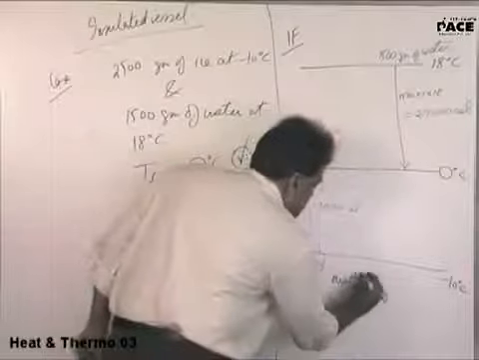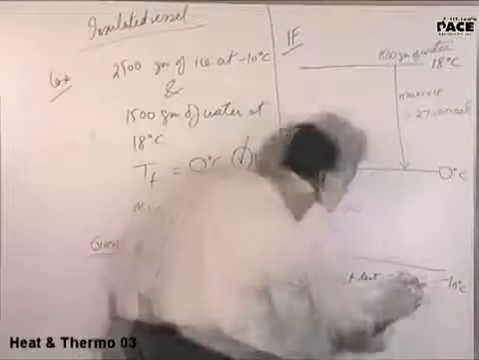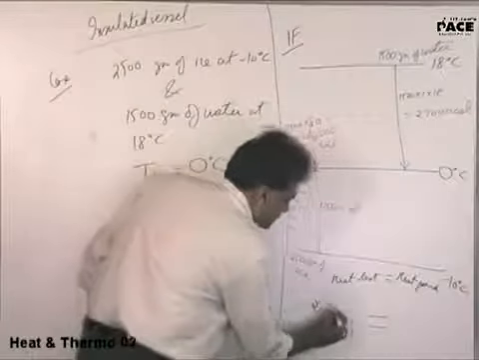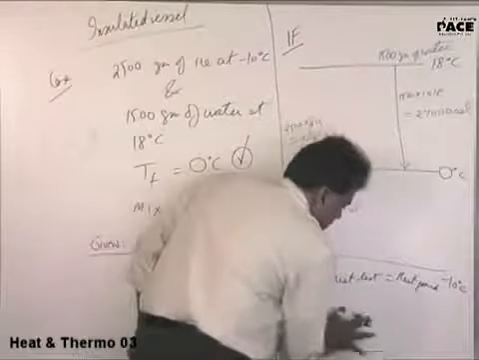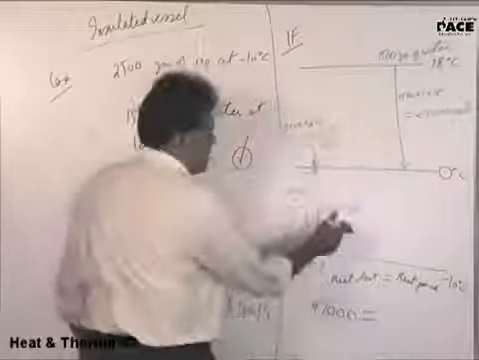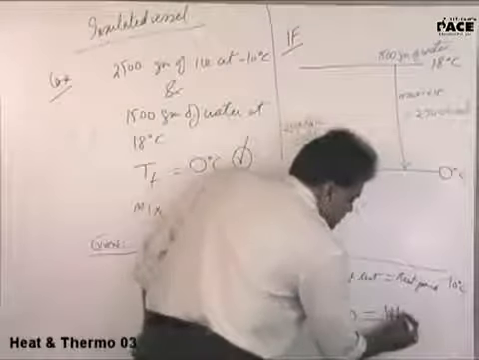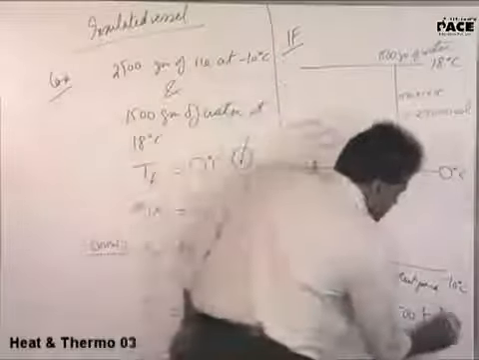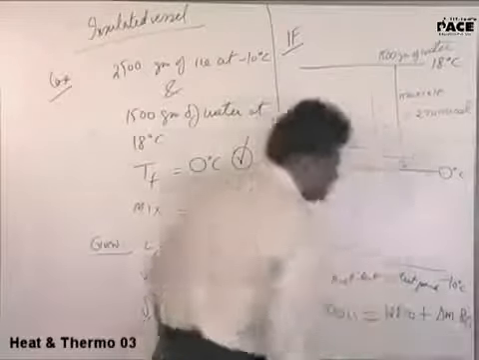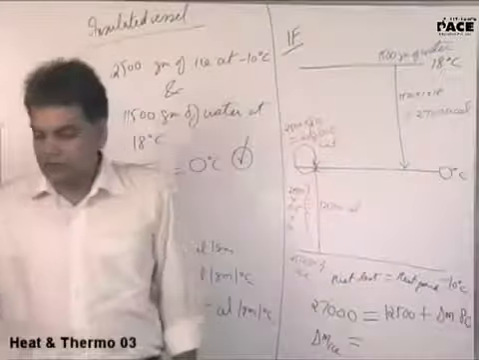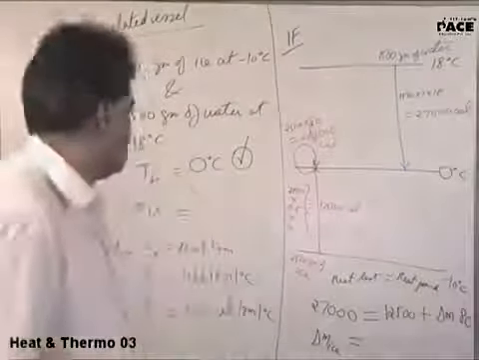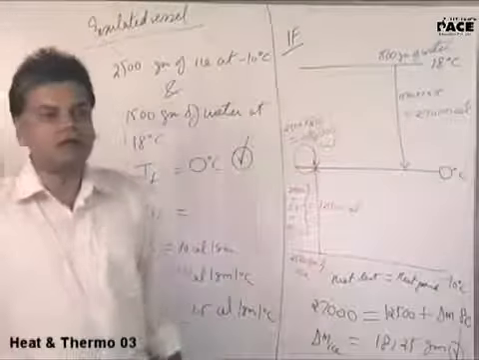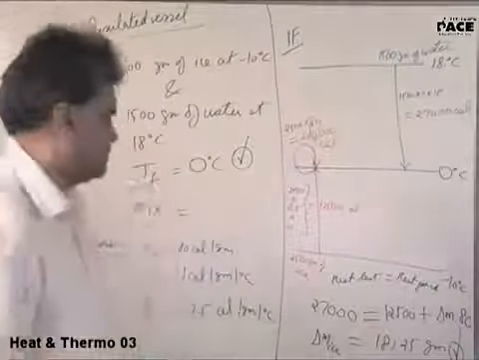heat lost equals heat gained. Heat is lost by water, which is 27,000 calories. 27,000 equals heat gained by ice coming to 0 plus some amount of ice will melt. We don't know how much; that's what you've got to find out. So what is the delta mass? What is the ice which melts? 181.25 gram of ice melts.